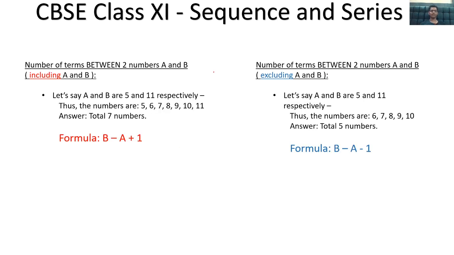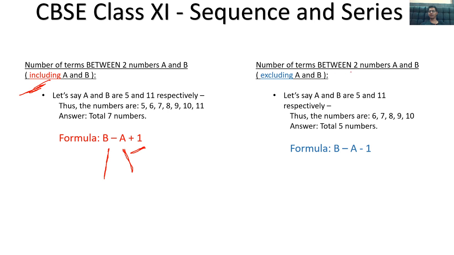So that's a summary of how to find the number of terms between two numbers a and b, including a and b. Let's say a and b are 5 and 11. So the numbers are 5, 6, 7, 8, 9, 10 and 11. There are a total of 7 numbers, including those numbers. The formula for this is b minus a plus 1. b is the bigger number, a is the smaller number, and then we need to add 1 to this.